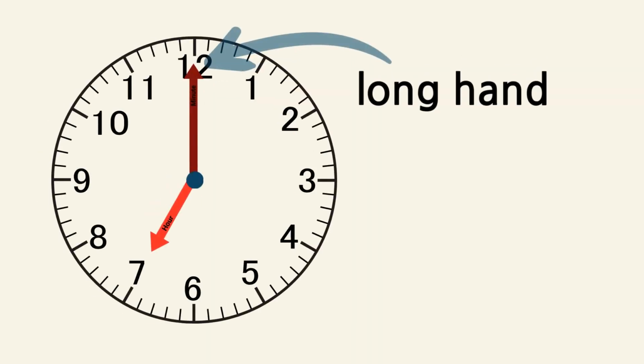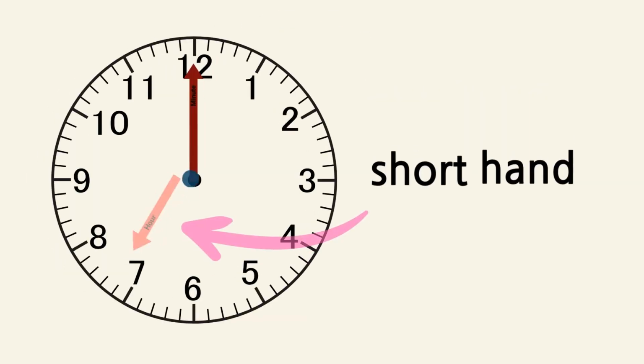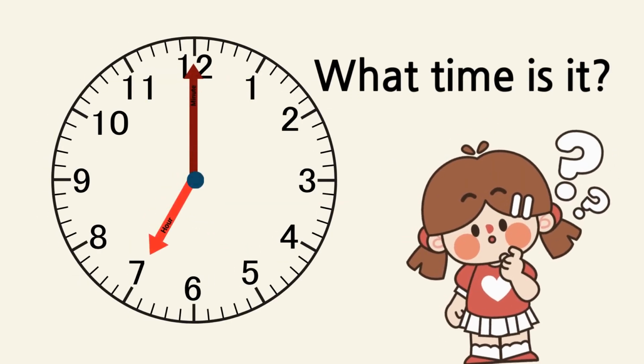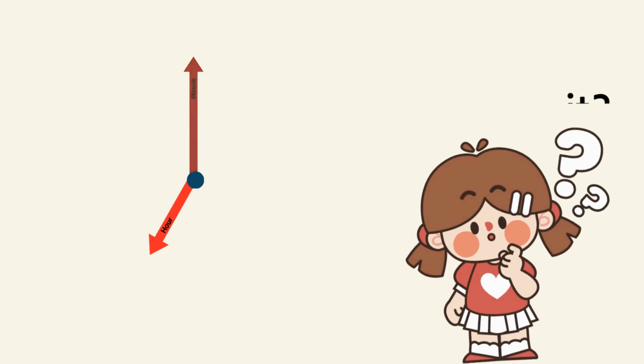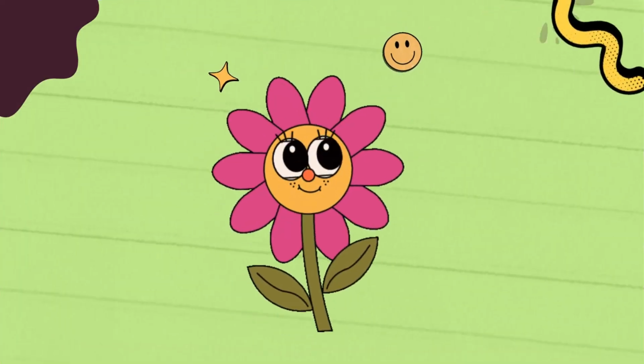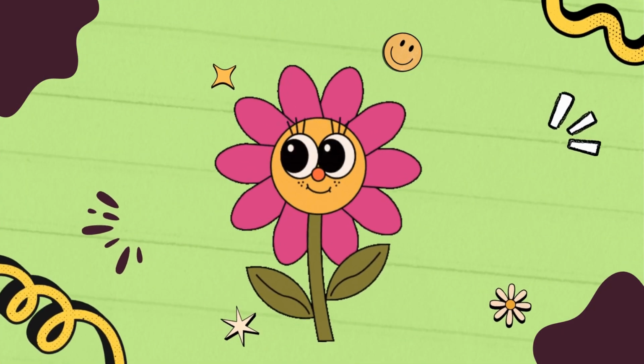The long hand is on 12, and the short hand is on 7. What time is it? Ding dong dang. It's 7 o'clock. Oh, I see. This is so surprising.